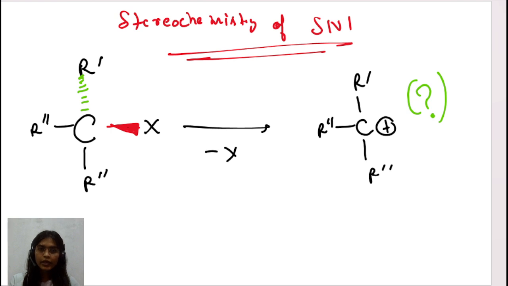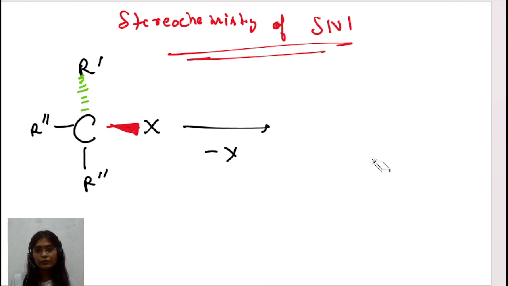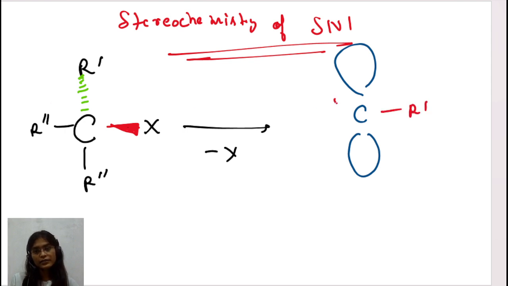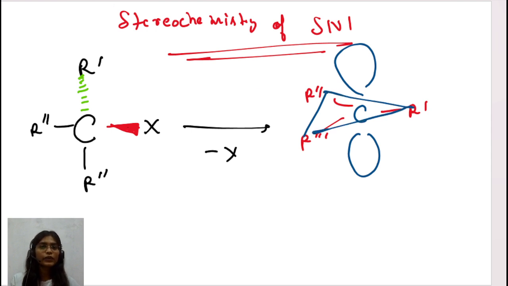Let me go back here and observe this. Why can't we write it like this: this is my carbon. This one has a vacancy, and then let's connect all the R groups. This is my R dash, this is my R double dash, and this is the R triple dash, like this. This is a plane, a triangular plane you can say. Now we have a nucleophile. Let's suppose this is my nucleophile, and it is waiting.